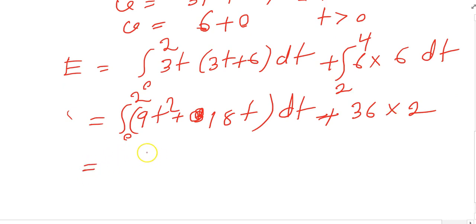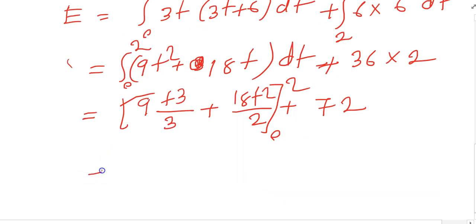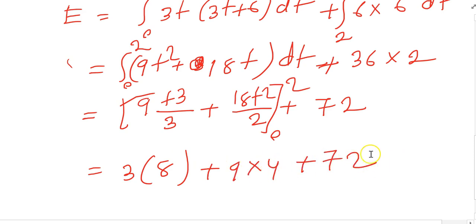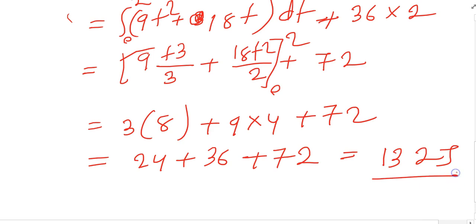From this we got 9t cubed upon 3 plus 18t squared upon 2 plus 72, limit from 0 to 2. So these terms give you 3 into 8 plus 9 into 4 plus 72. So finally 24 plus 36 plus 72. So 132 joule.